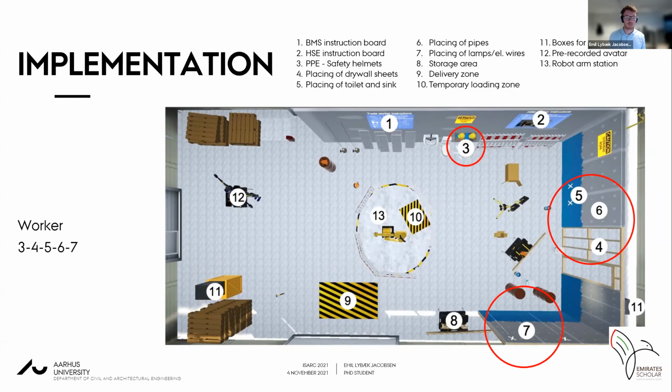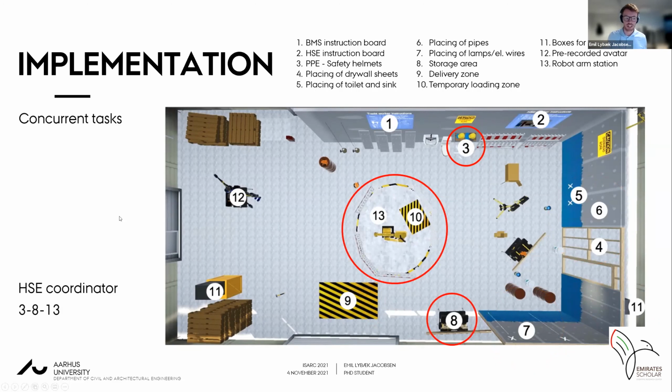he obviously needs to be safe, and that's why we have circled number 3. He needs to wear the hard hat. Besides that, he needs to do the placing of drywall sheets in number 4. Then he needs to place the toilet and sink at 5. And then behind this wall, he needs to place the pipes to the toilet and sink. And then in number 7, he needs to do some overhead work, hanging up lamps and installing the wires to the lamps.